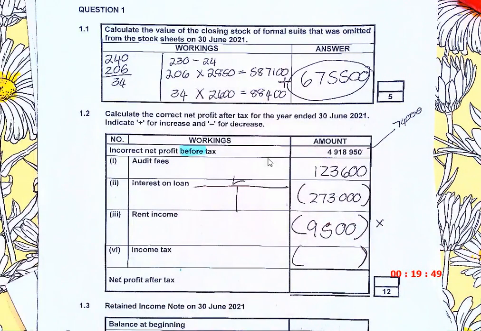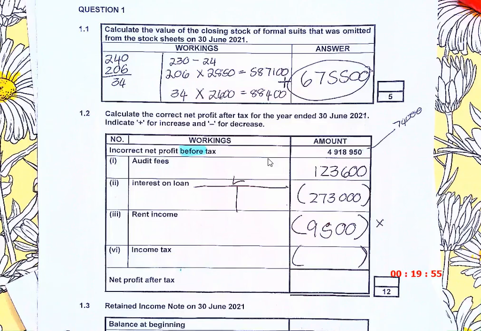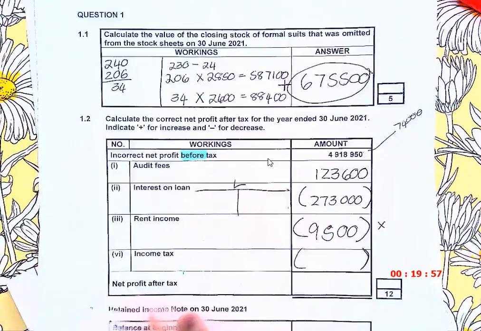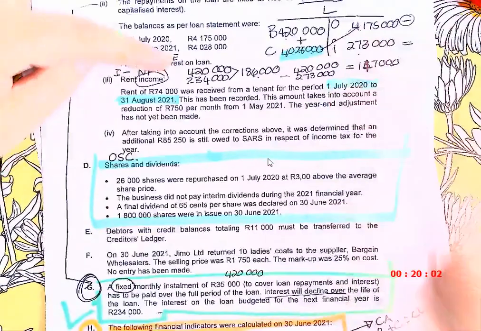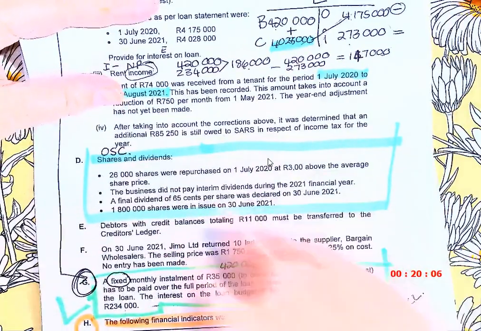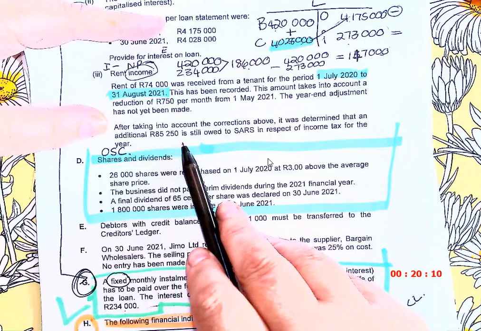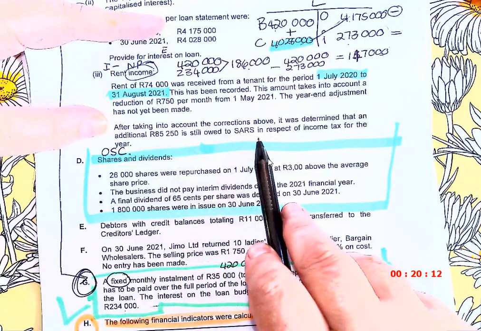Next one. Me and my papers love each other not. Oh, yeah. Okay. Next one. After taking into account the corrections above, it is determined that an additional 85,250 is still owed to SAS.